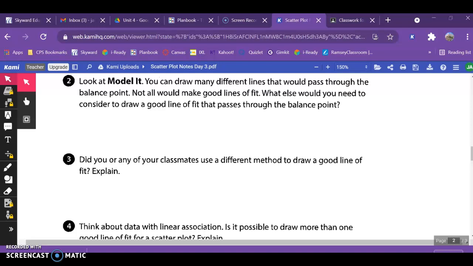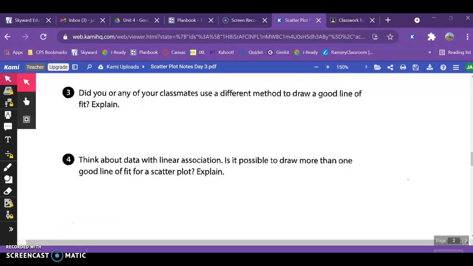It's got to pass through the balance point, and then it's got to follow the pattern, the association. If it's a positive association, obviously it's going to have to go upwards. And you want it to be in the middle of your data as best as you possibly can. Did you or any of your classmates use a different method to draw a good line of fit? So I did it by hand, just going through the clusters.